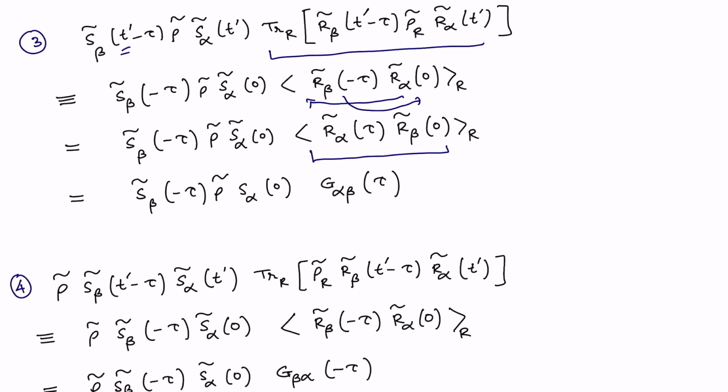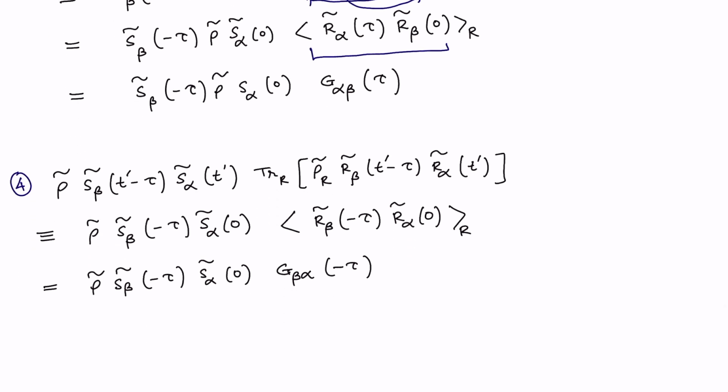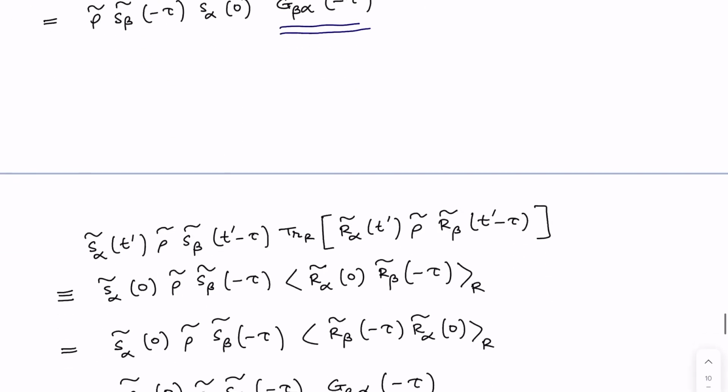If I look at the fourth term, again if I put t dash equal to 0, this is what I get: s tilde beta at minus tau, s tilde alpha at time 0, and this is the expectation value on the reservoir basis. But this I now define as a function z beta alpha. You see the notation here: I am now writing it as z beta alpha at time minus tau. So this is my term number 4.